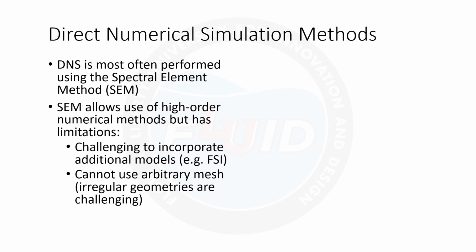Spectral element methods do not allow you to use an arbitrary mesh. You have to use a structured grid. So that can make irregular geometries very challenging, requiring either a lot of blocking or maybe it's just not possible if a geometry is past a threshold of complexity.